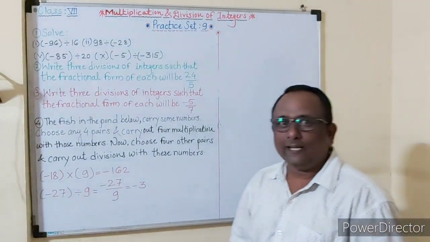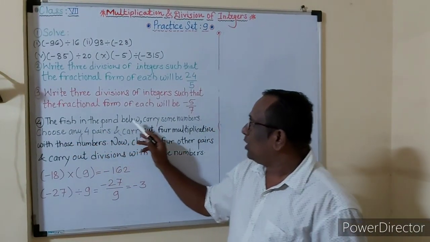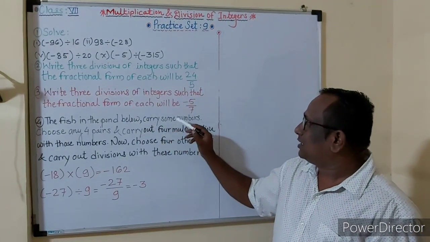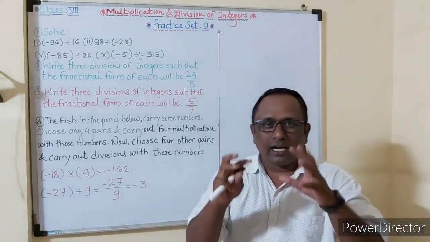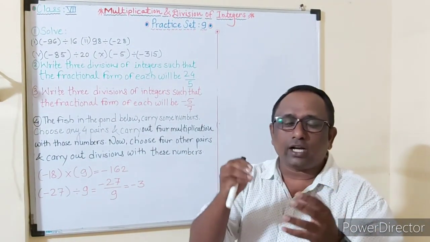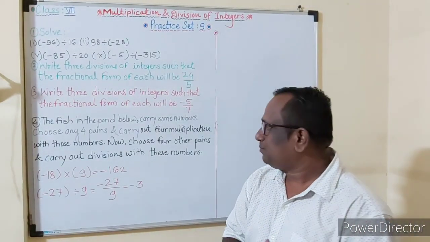So now let's do the fish curry. See here, the fish in the pond below carry some numbers. In that picture, if you see in the textbook, there are fishes and inside the fish there are some numbers. This is like a puzzle for you.